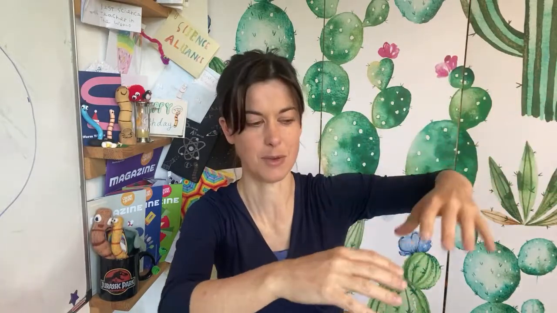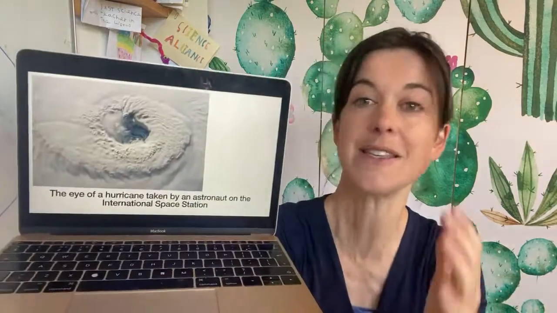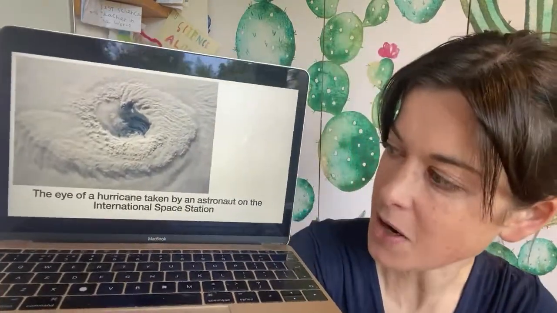I'll send you some links on my Facebook group, but basically, water particles have a lot of energy, cool down, and form massive storm clouds. The heat makes the air rise, and you get this enormous amount of turning clouds. So this is a tropical storm, and sometimes a tropical storm turns into a hurricane.